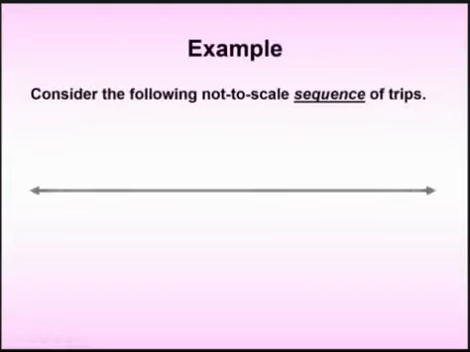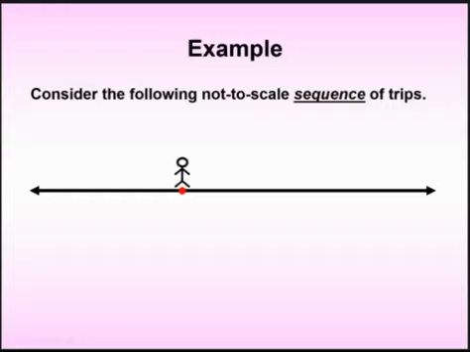Okay, ladies and gentlemen, pencils down. Let's just look at this example. I want to give you a one-dimensional example first, kind of like what we did yesterday. Also, not to scale. So everyone, consider the following not to scale sequence of trips. What does sequence mean? Exactly, in a specific order. Thank you. So apparently, we have the following sequence of events.